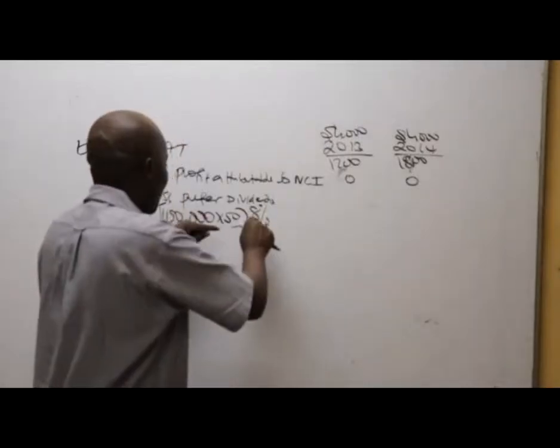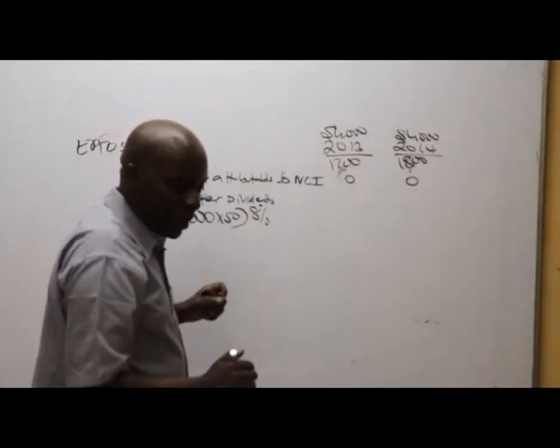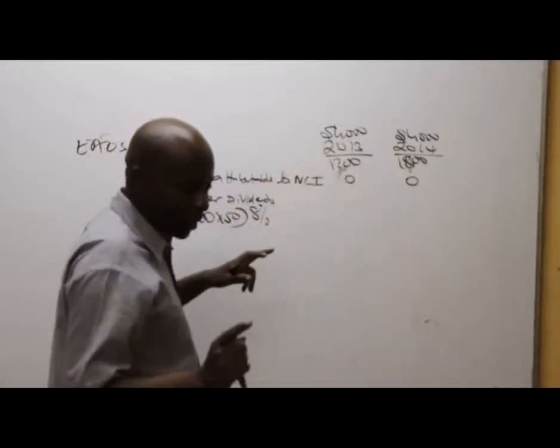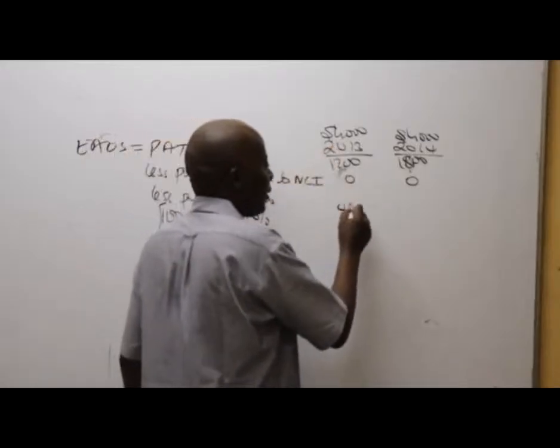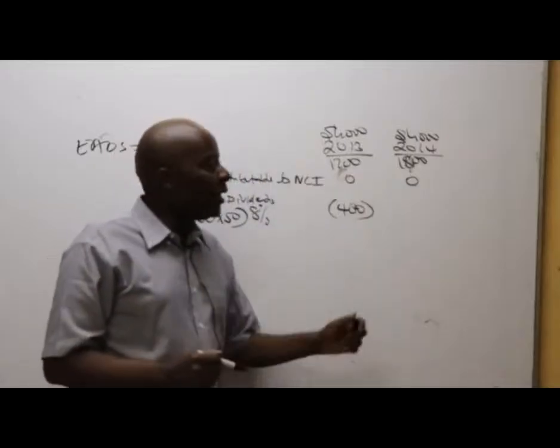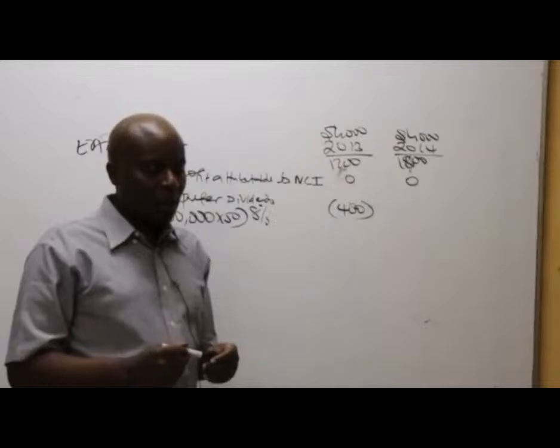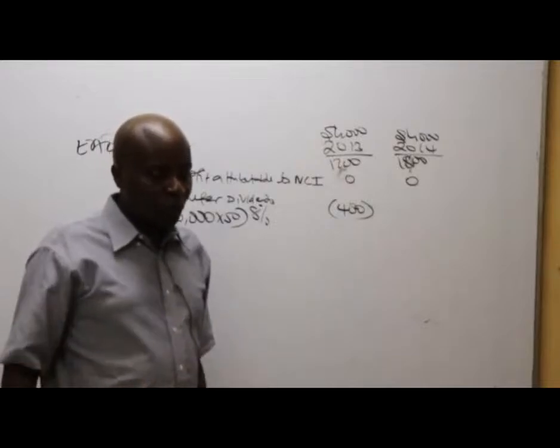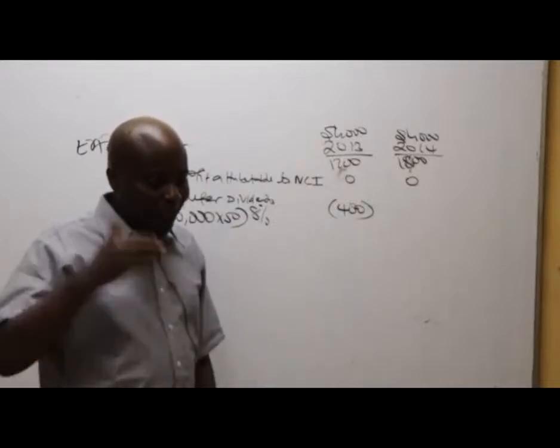So what is 8% of 5 million? Remember, my figures are in shillings thousand. Please cut 3 zeros. So it's 400. Now, what do you think about preference dividends in the year 2014? In the year 2014, it's quite straightforward. Preference dividends in the year 2014.